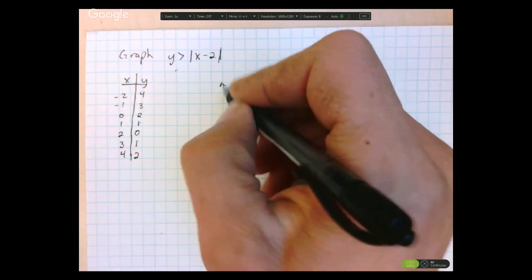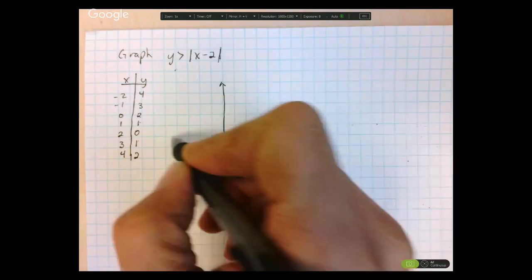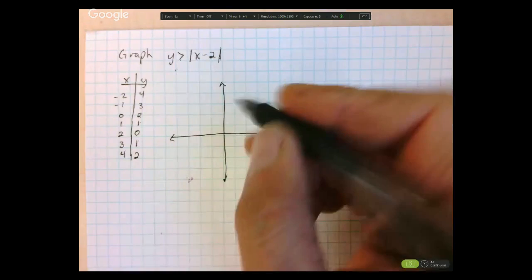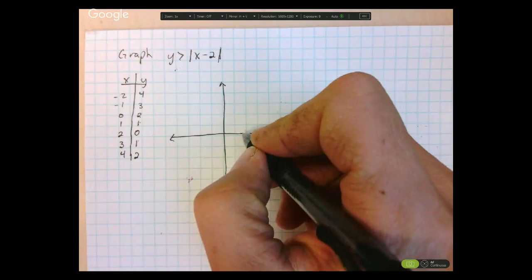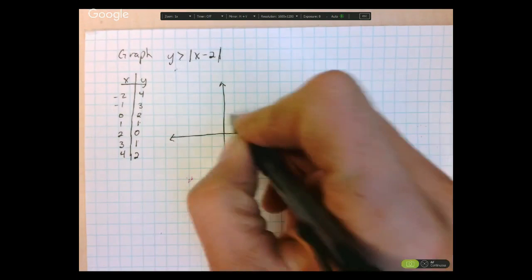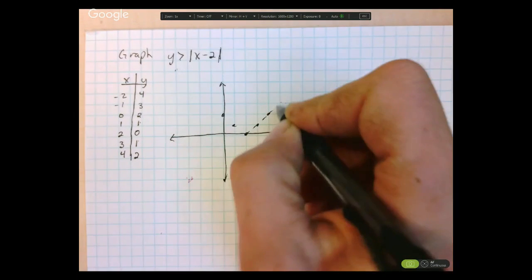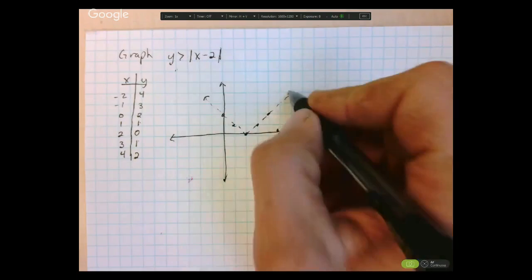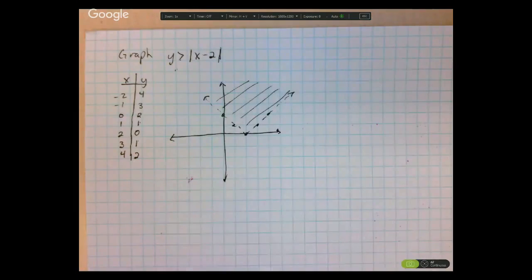So now I can graph it as a dashed line. And it's greater than, so I'm going to shade above.